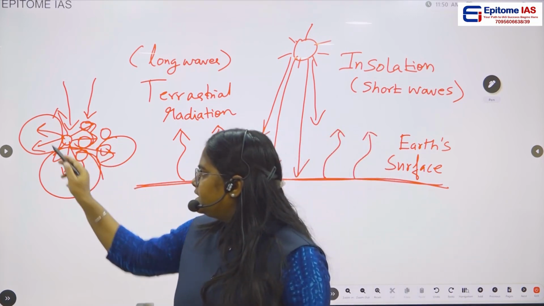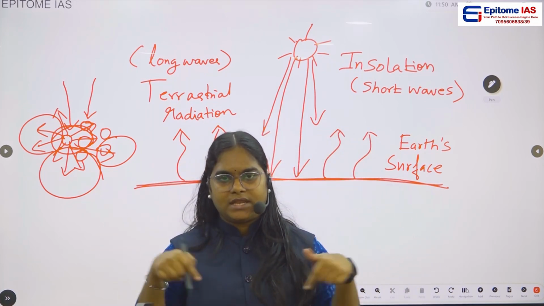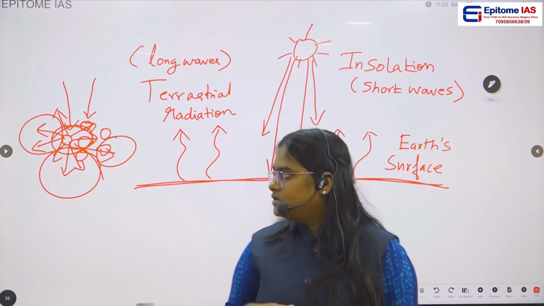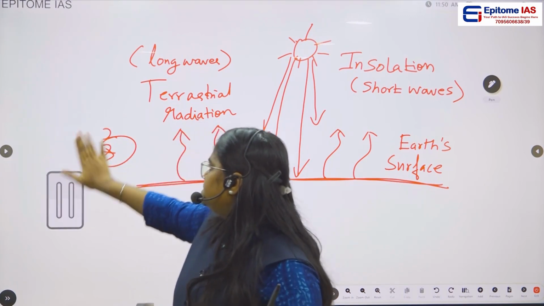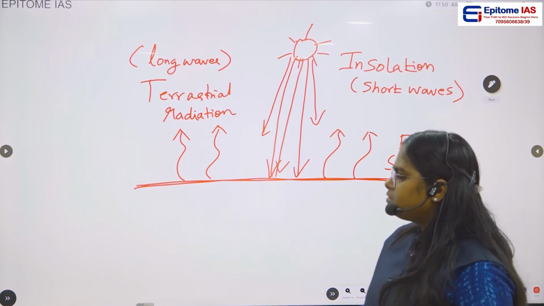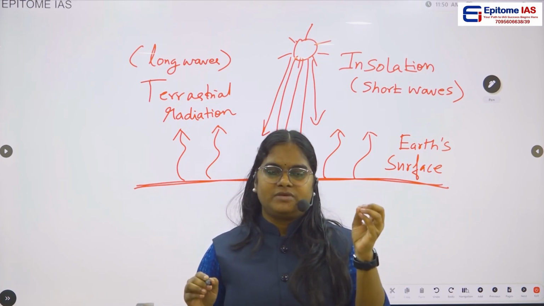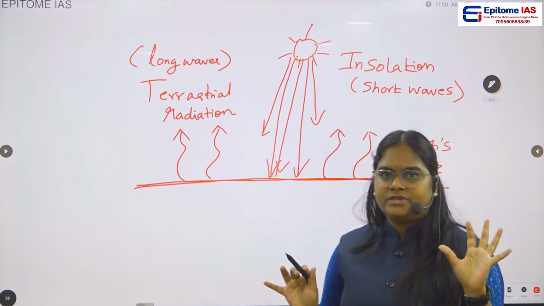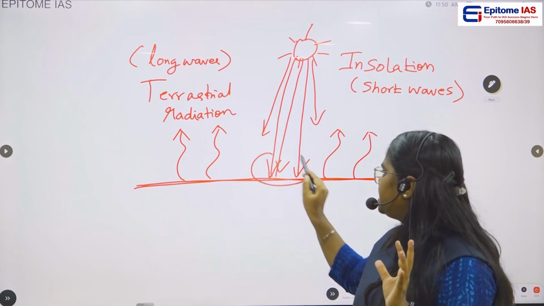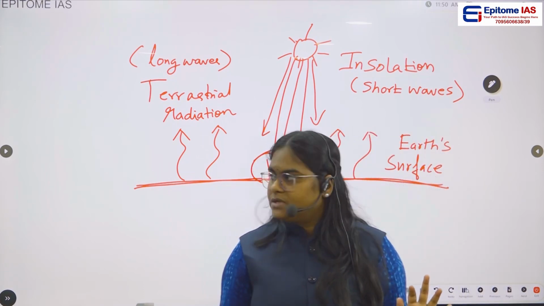But in case of scattering of incoming solar radiation, what will happen? It scatters in all directions. So some of it will heat the atmosphere and some of it will heat the surface of the Earth. What I'm trying to say is, some of this incoming solar radiation will be reflected back, some will be scattered, and some will be absorbed by the atmosphere. Apart from all these, only a few of the incoming solar radiation can actually reach the surface of the Earth directly. Okay, so this is there.